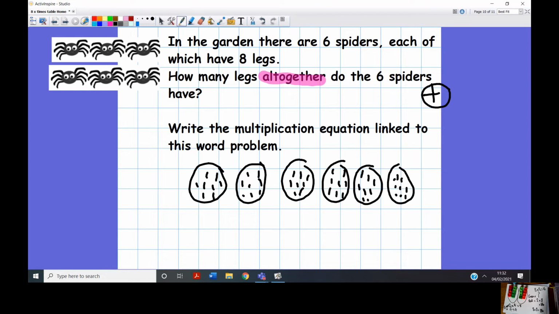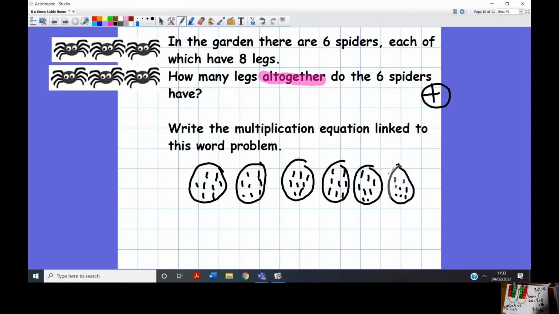Oh, let's just quickly check. 1, 2, 3, 4, 5, 6, 7, 8, and so on for each spider. 9. Can't have a spider with 9 legs. Dear. Let's just touch that up. 1, 2, 3, 4, 5, 6, 7, 8. So I've now got my 6 groups of 8.